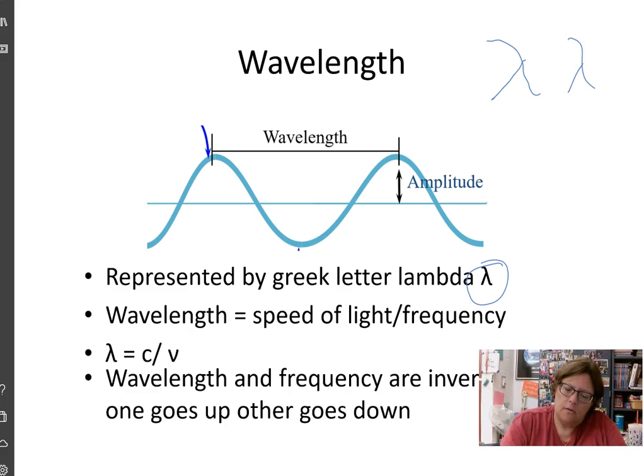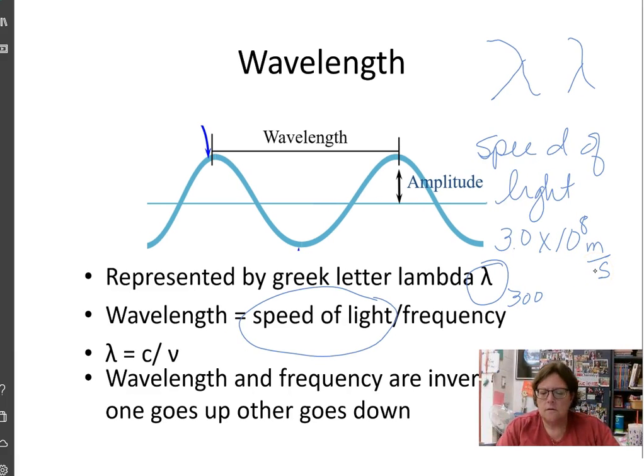Here we go. Better. Wavelength can be calculated if you know the speed of light. All right, the speed of light is light that is traveling at a rate of 300 million meters per second. It takes 8 minutes for the light to get from the sun to the earth, and it's traveling 300 million meters per second.